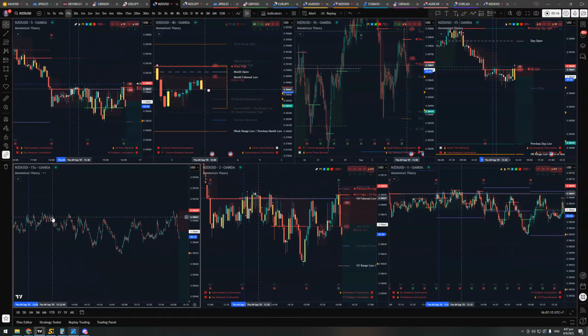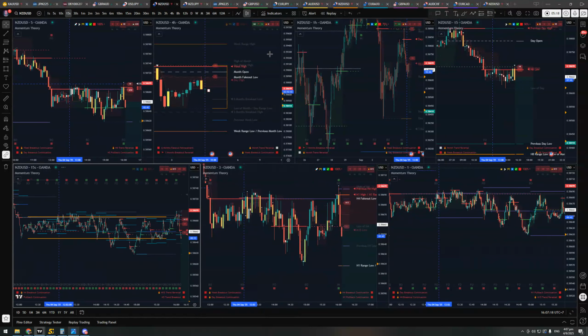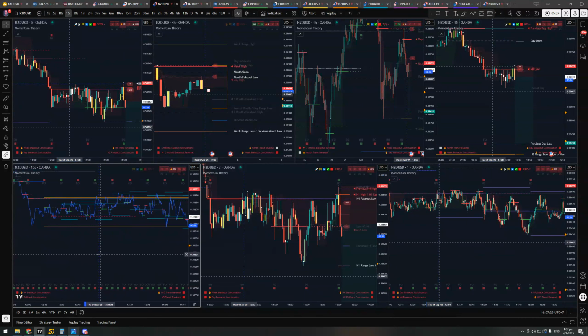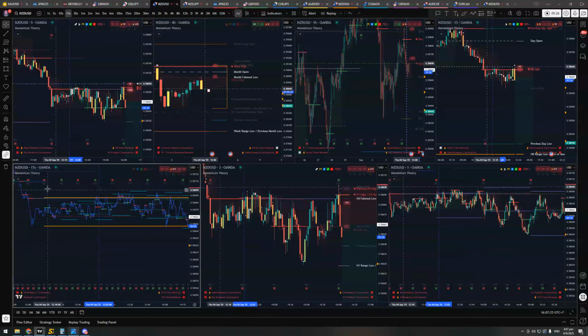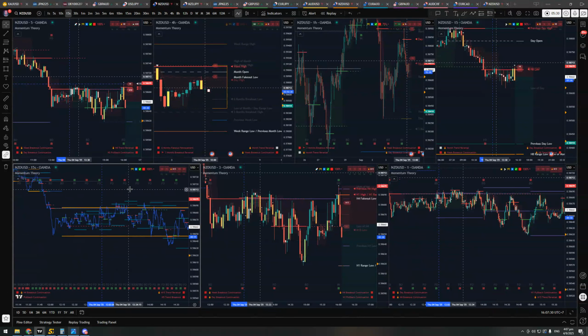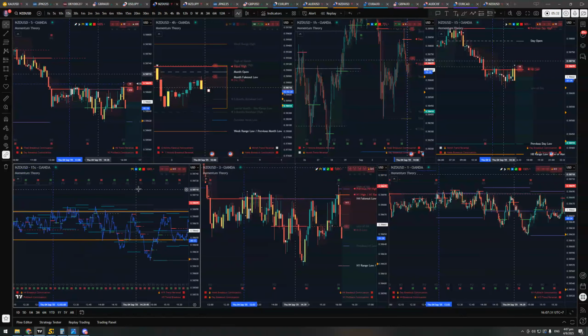Stuck in ranges, right? So you can see right there, this is what happens when you don't have breakouts. Let's see, this is looking at the M15 and the M5. Last breakout was here. And look what happens when there's no breakouts. This is why it's really important to trade when there's market expansion.